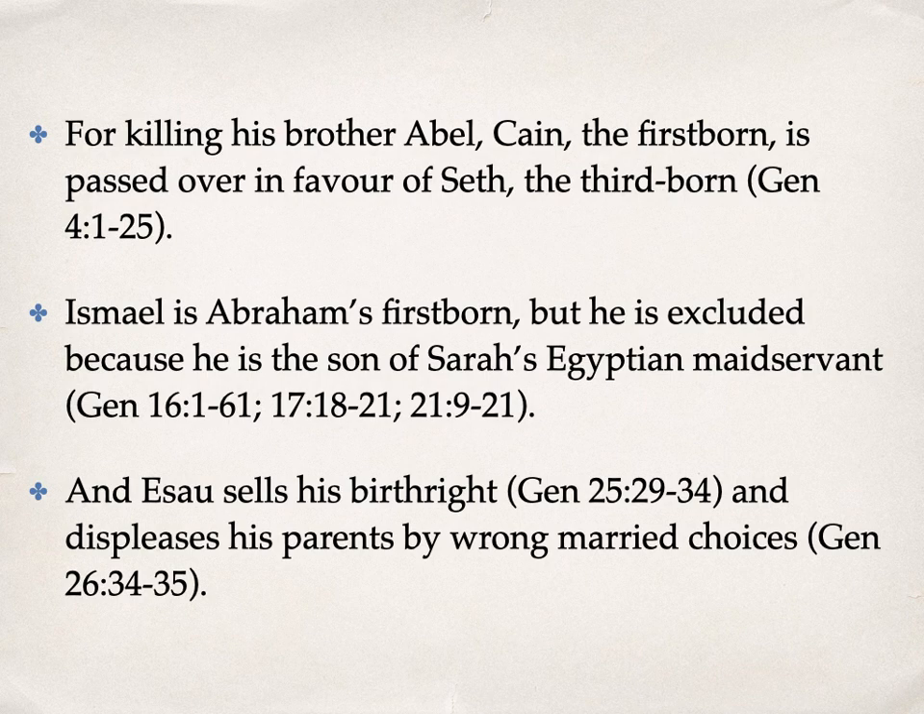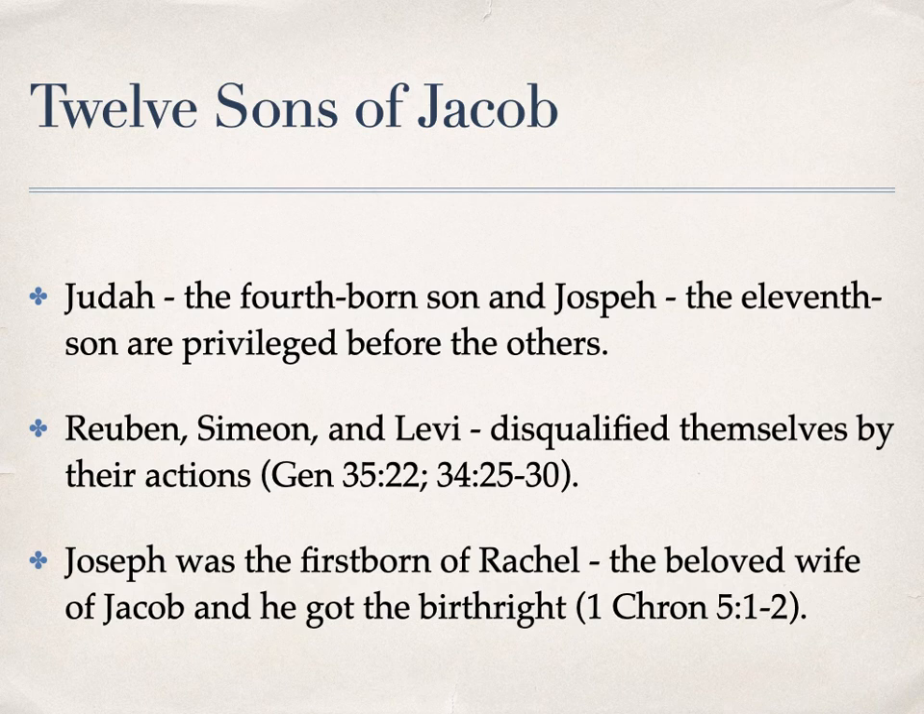Esau, although he is the firstborn of Isaac, sells his birthright to Jacob, his younger brother, and displeases his parents by wrong marriage choices. The same goes for the 12 sons of Jacob. Judah is the fourth born son of Jacob and Leah, and Joseph is the firstborn son of Rachel and Jacob, but he is the 11th son among all the sons of Jacob. Yet both of them are privileged before the others.